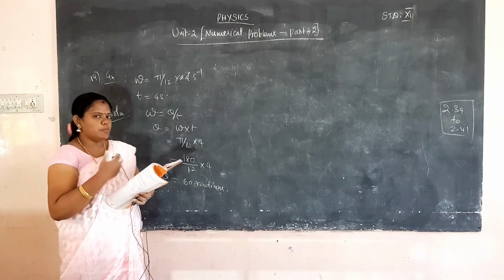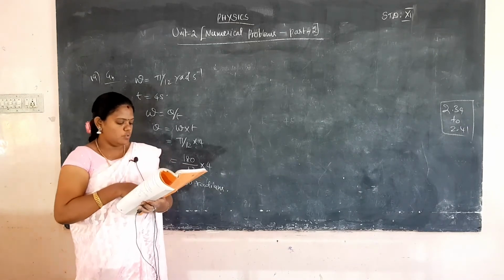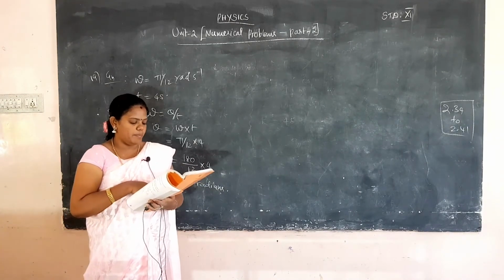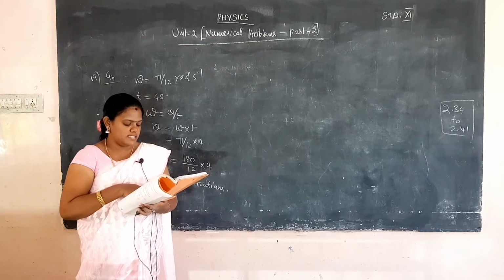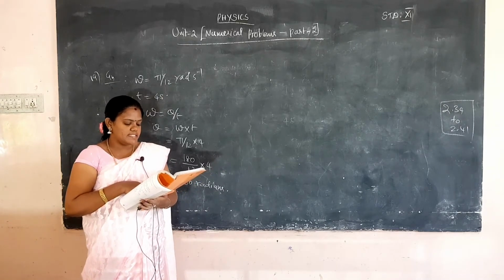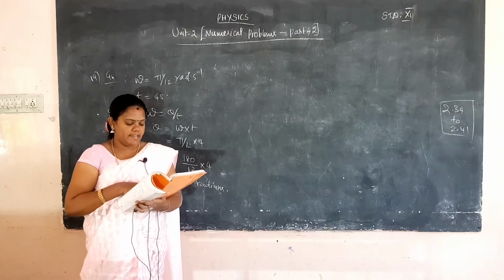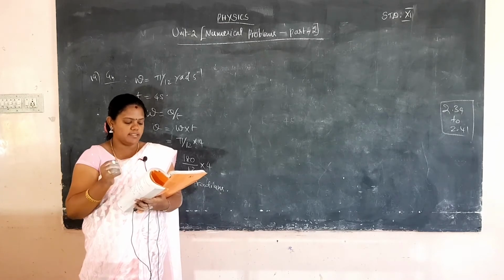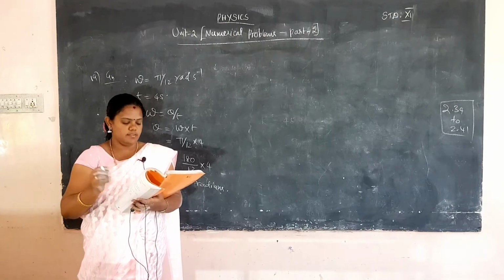Okay, 20th problem I will teach later. So 21: the moon is orbiting the earth approximately once in 27 days. What is the angle transferred by the moon per day? The moon is orbiting the earth approximately in 27 days.